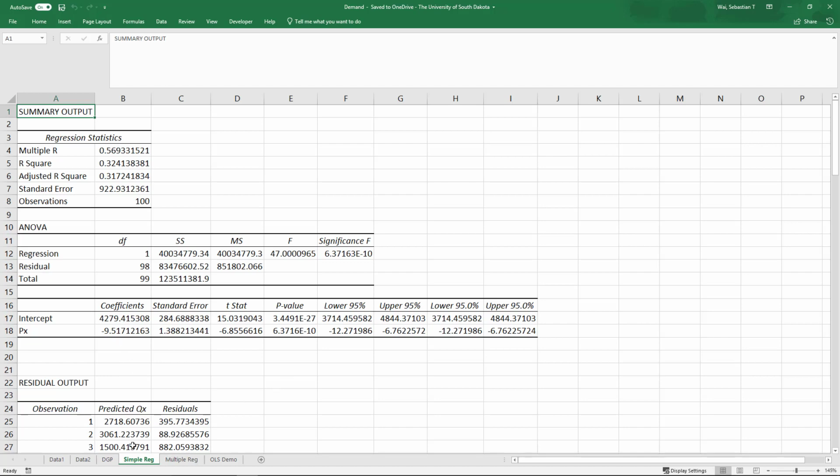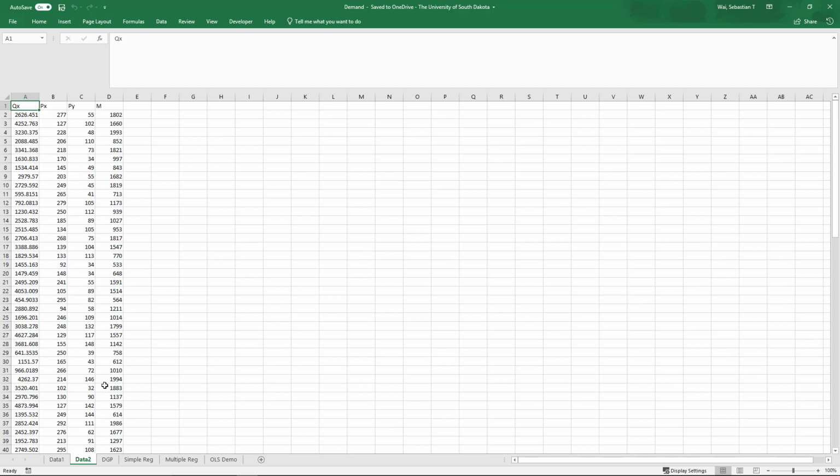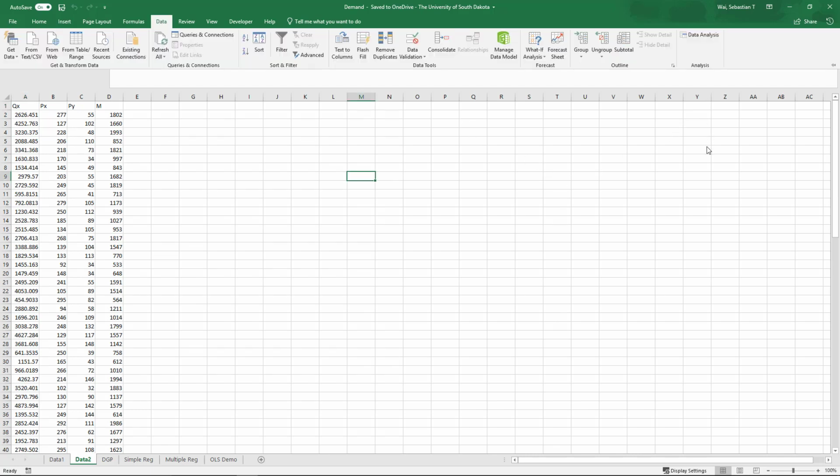Now I want you to go to this tab right here that says data 2. You can see it looks very similar to data 1, except that now I've simply drawn a new sample. What we'll do now is run the exact same regression, quantity on price, but using this new data set.